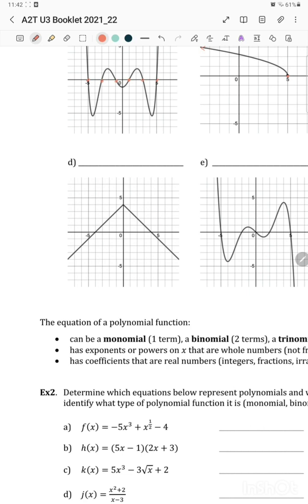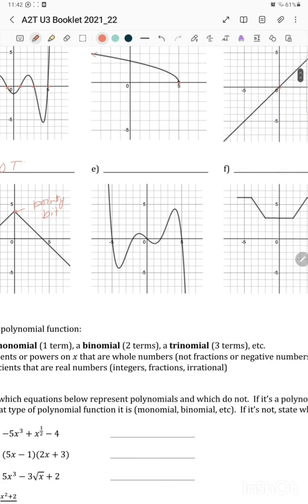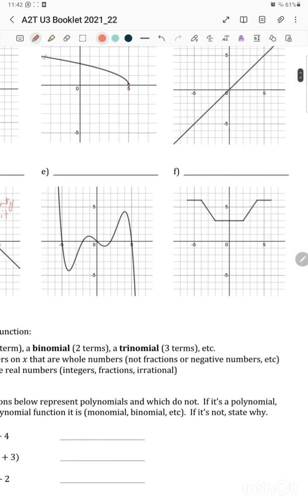Okay, it has a pointy bit. If we have a pointy bit, it's not a polynomial. Okay, it's never ending. Yes, it's a polynomial.